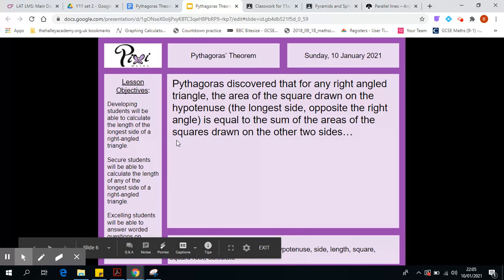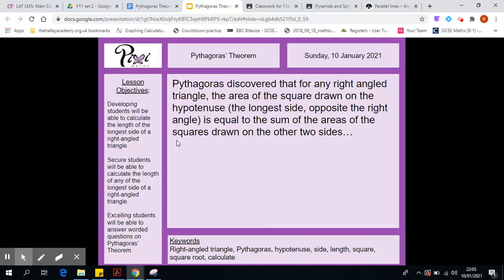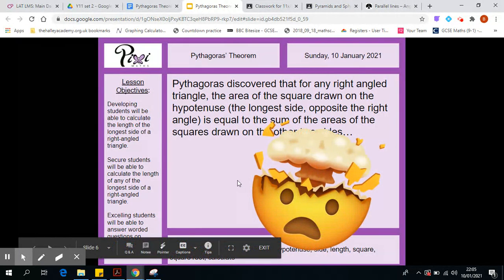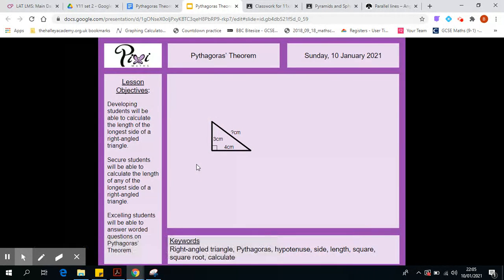Pythagoras is a Greek mathematician who discovered that in any right-angled triangle, the area of the square drawn on the hypotenuse, the longer side, which is always opposite to the right angle, is equal to the sum of the areas of the squares drawn on the other two sides. It may feel very confusing, but we are going to show you with an example.